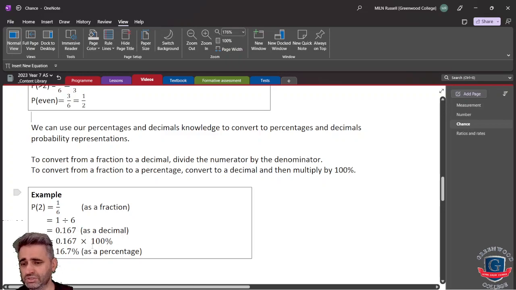If we wanted that as a percentage, multiply by 100%. And you'll get 16.7%. And you'll note that in this step, all we're doing is moving the decimal point 2 places. So once we have it as a decimal, it's quite easy to change it into a percentage.